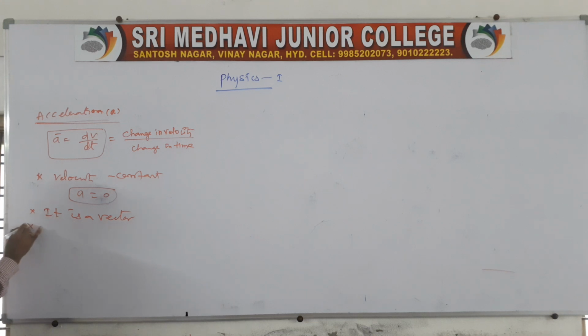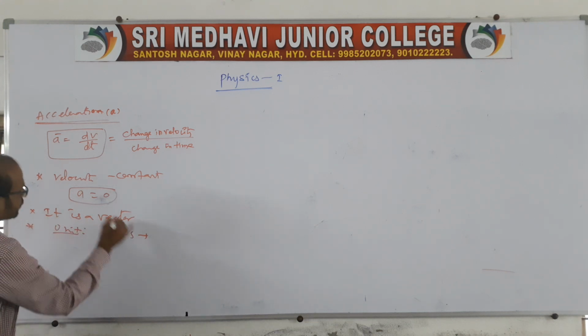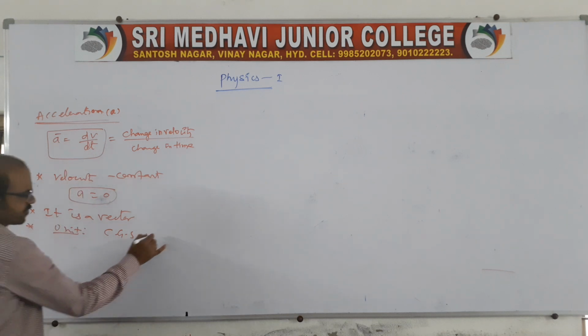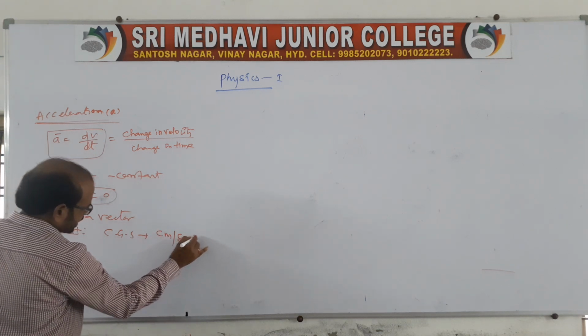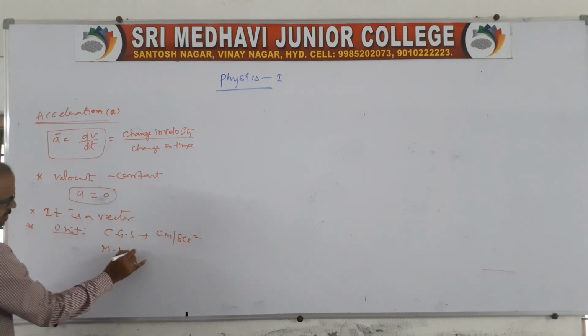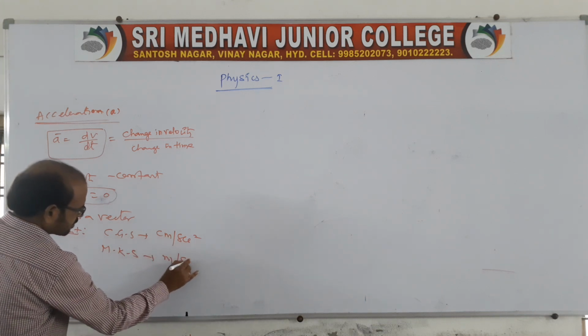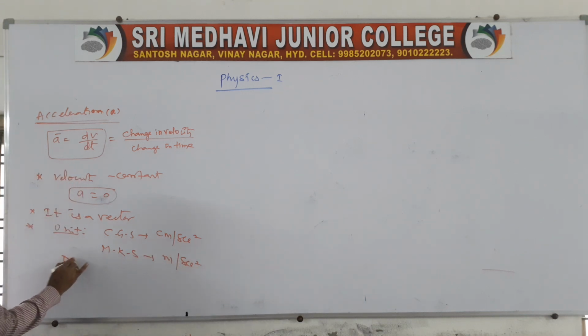Coming to the units, in the CGS system, we know velocity, therefore we can write centimeter per second square directly here. In MKS, that is meter per second square again. And the dimensional formula, every time we should write this all: L T power minus 2.